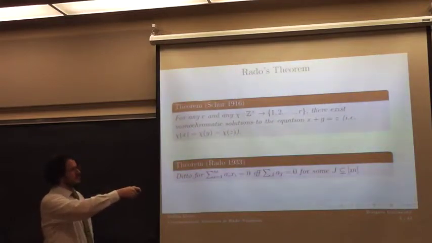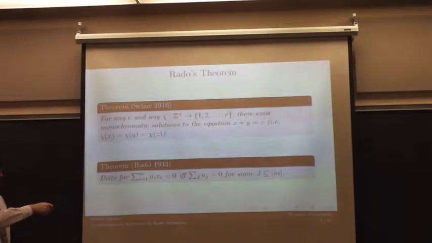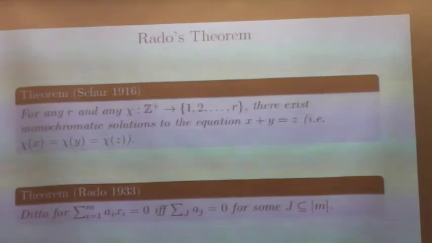So here's the same, it's repeated, and I wrote ditto because I don't want to write the same thing twice. And what Rado said was, what if I take any linear homogeneous equation with integer coefficients, and the answer is that this is true for that equation if and only if a subset of the coefficients sum to 0. I guess I didn't write it, I probably should have. That subset should not be empty. But I think you know that that's true.